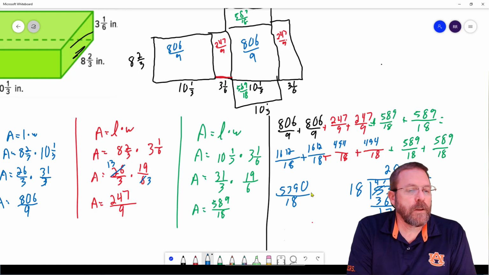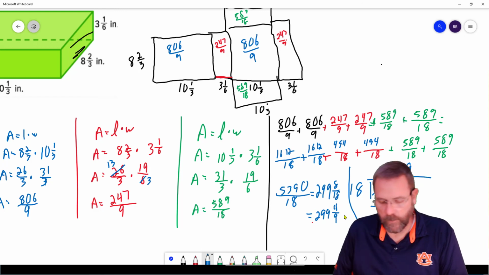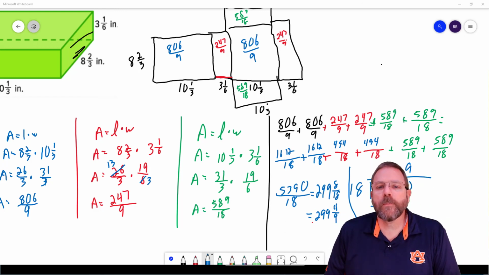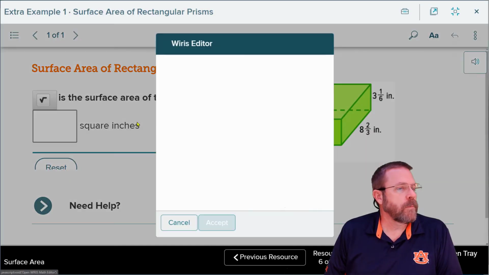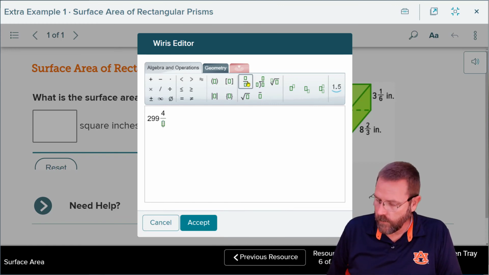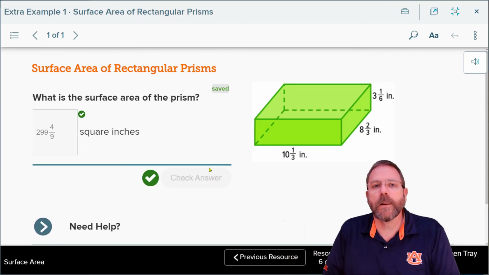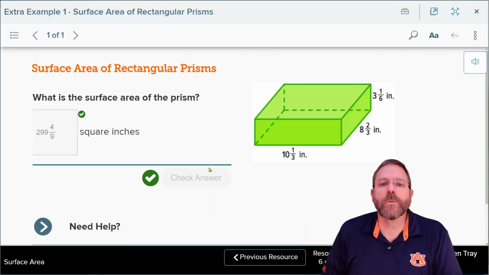So that means our answer is going to be 299 and 8/18, which is also known as 299, and 2 goes into 8 4 times, 2 goes into 18 9 times, 4 ninths. Let's see if we got that problem right. Come back over here, plug in what we came up with, 299 and 4 over 9, accept, and hold your breath. We got lucky on that one. No, we didn't get lucky. We got smart. We did good.